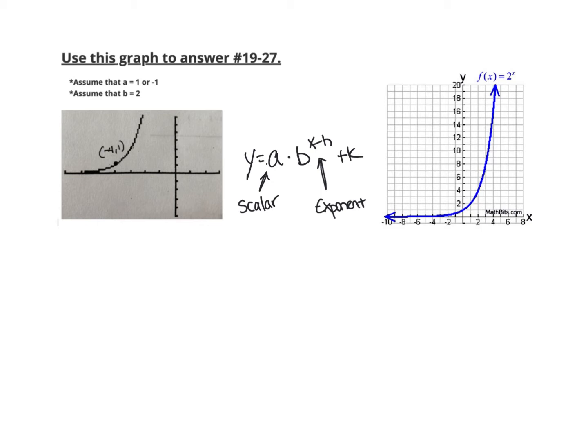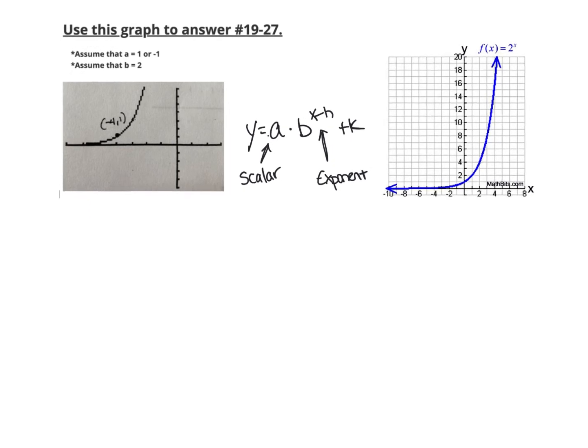I'm going to be going over problems 19 through 27 from the Go Formative, but more in a casual way. I'm not necessarily going to number them, but that's why this says use this graph for answers 19 through 27.